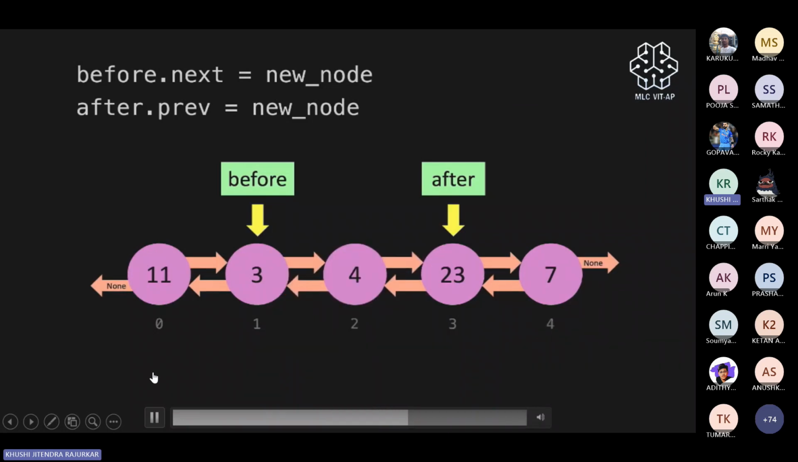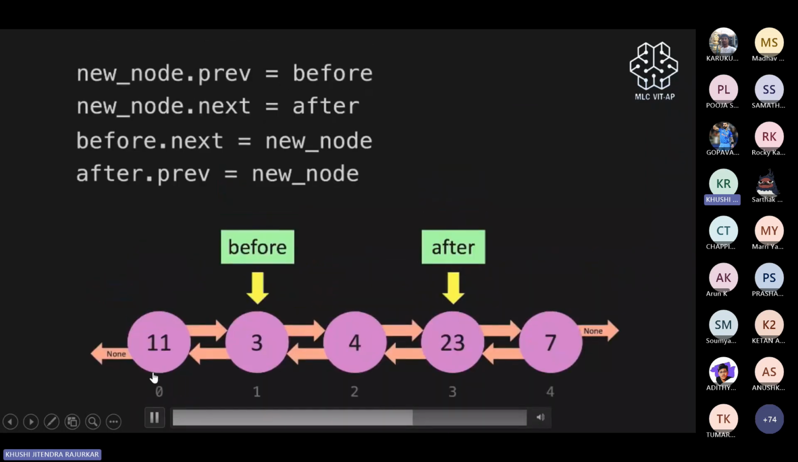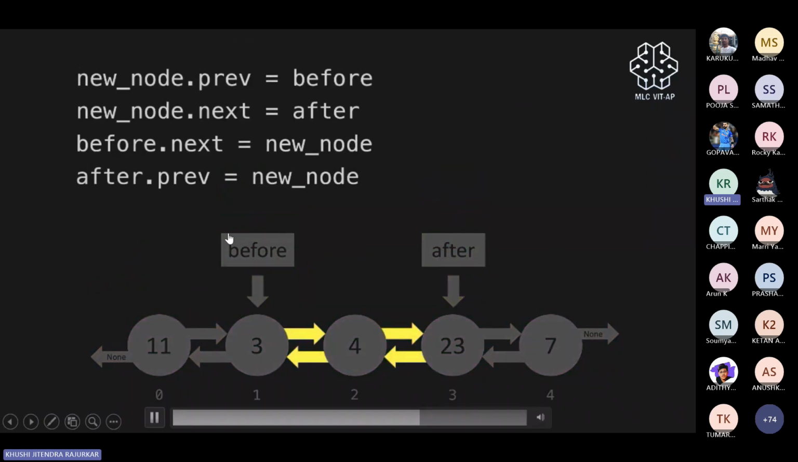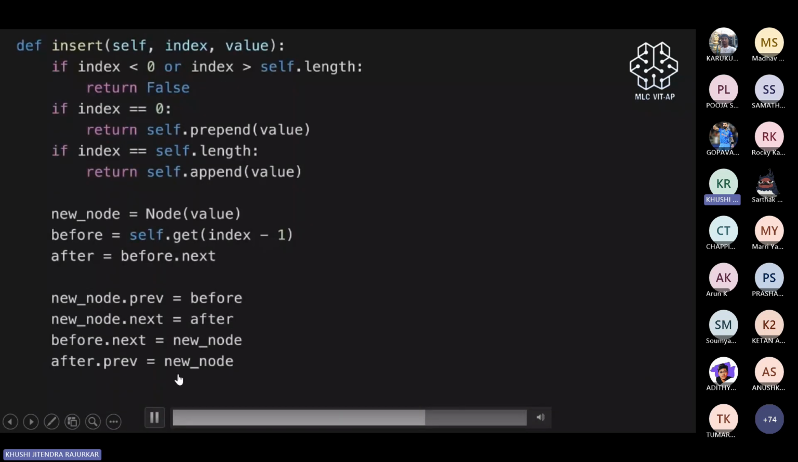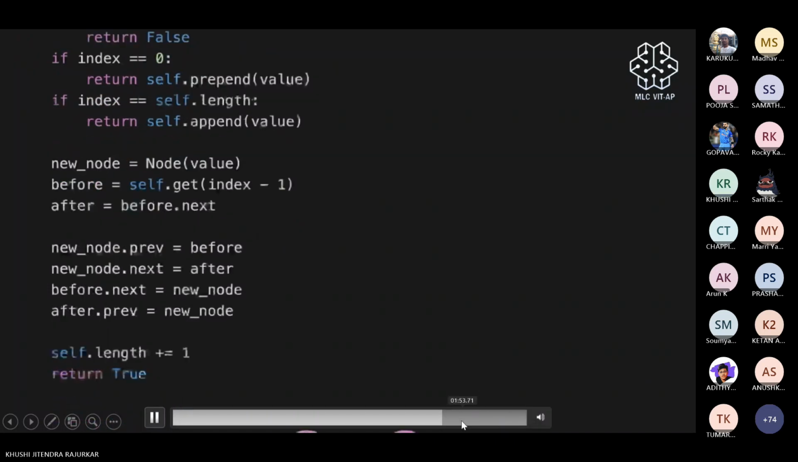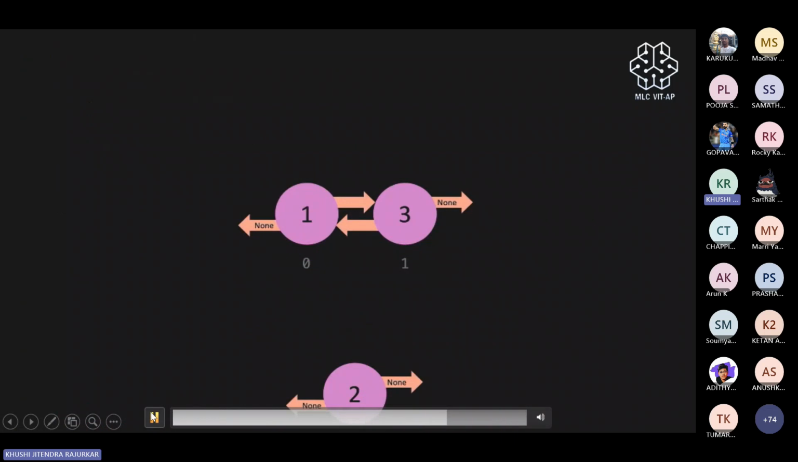This is really simple. We simply manipulated our next and previous pointers throughout the doubly linked list, and we carried out all these operations with so much ease. And as usual, increase the length and return true. So now we'll have our own custom insert method declared.